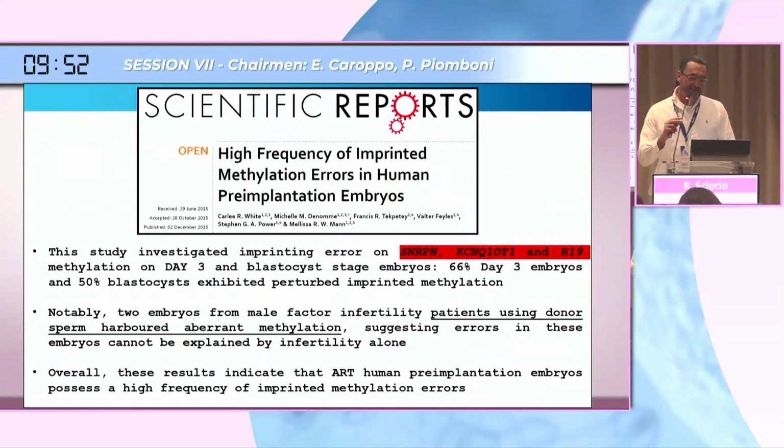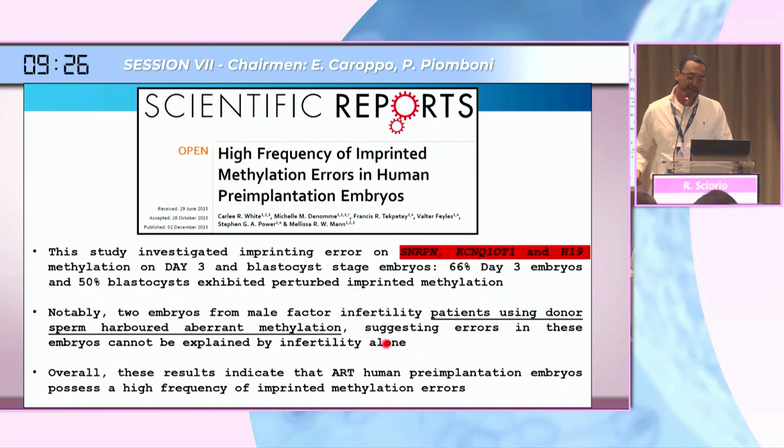This is another study which has shown imprinting error, again in H19, SNRPN, and as we can see here, there is imprinting alteration in day 3 embryos, which is 66%, and even in blastocysts. So again, this is back to the concept that when you go to blastocyst, you might have some alteration, but this is even on day 3.